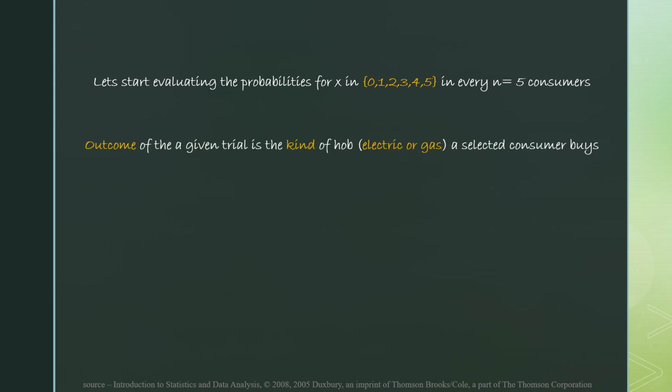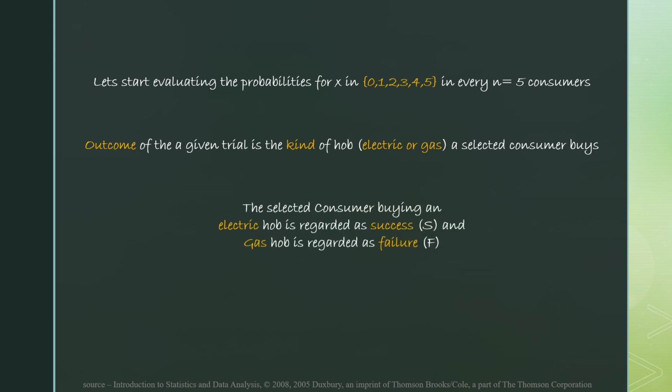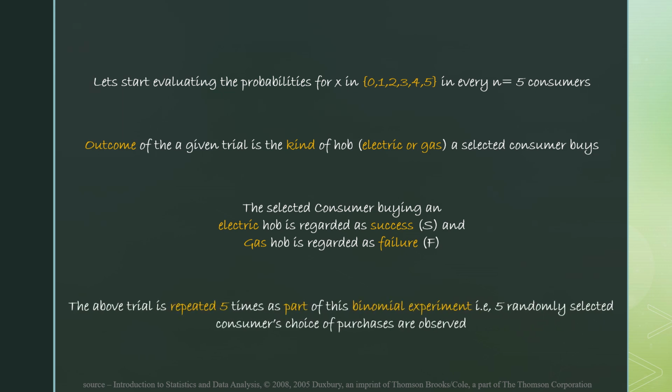Outcome of a given trial is the kind of hob, electric or gas, a selected consumer buys. The selected consumer buying an electric hob is regarded as success S and gas hob is regarded as failure F. The above trial is repeated 5 times as part of this binomial experiment. That is, 5 randomly selected consumers' choice of purchases are observed.